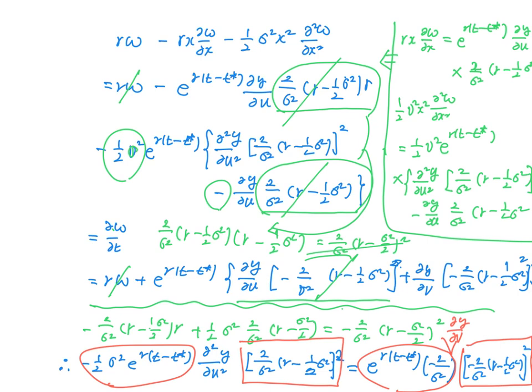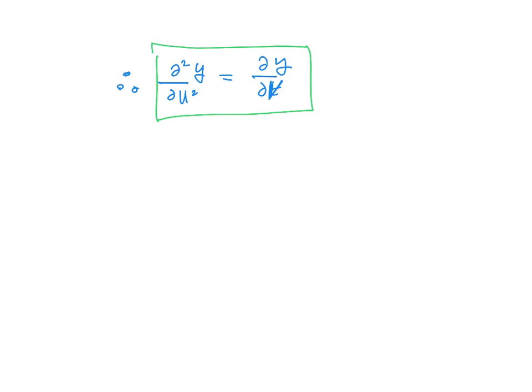So we have partial u square, partial square of y, partial t, partial v, partial y. So after this transformation, what we did is transform the original Black-Scholes equation into something different. And this one is actually a well-known equation called the heat equation.